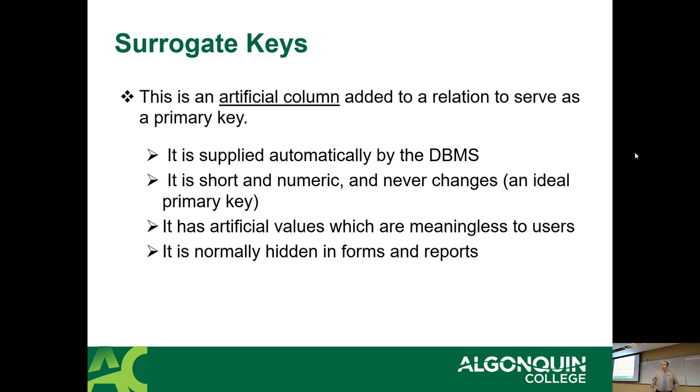Because the value is artificial, it really has no real world meaning. That's why we normally hide it. One of the systems at my day job has, last time I checked, almost 450 tables in it. It's quite a large data system. And each row has a numeric column in it, a surrogate key.